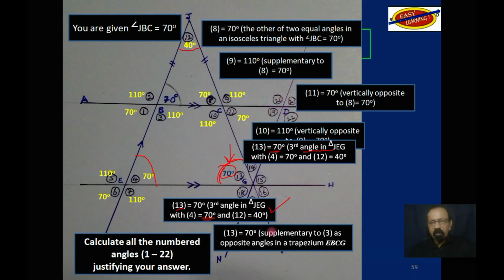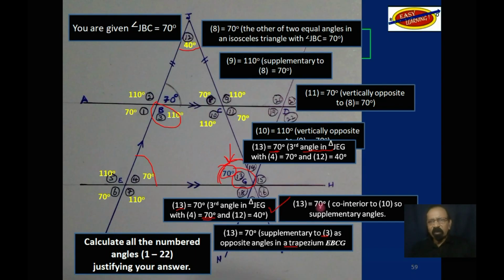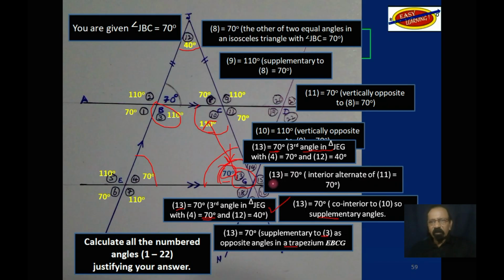And you also have another reason. It is supplementary to 3. This angle here, G, is supplementary to that. Remember, opposite angles in a trapezium are supplementary. And you also have another reason. It is co-interior to 10. That angle is 110. This angle is co-interior with that. So if that is 110, this must be 70 because co-interior angles are supplementary. So we have 4 reasons. You don't have to give all 4 reasons, just give one valid reason. There is even another one.